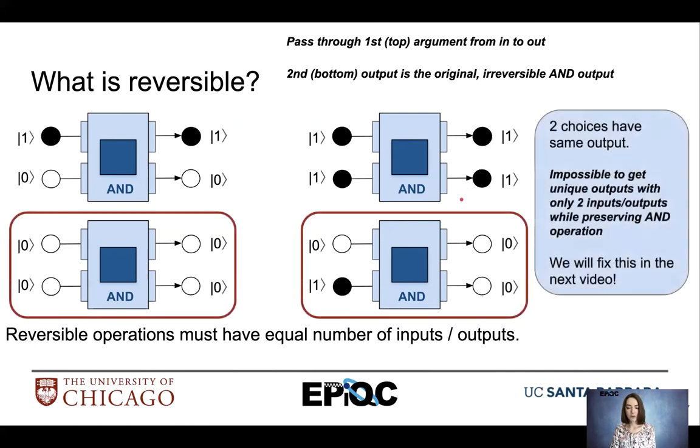So we have a little problem here. Even though our function has the same number of outputs as inputs, we have two choices that have the same output. Therefore, if we observe a certain output, we don't know what that input combination was. So it's impossible to get a unique output with only two inputs and outputs if we want to preserve the AND gate functionality. So we're going to fix this in the next video.